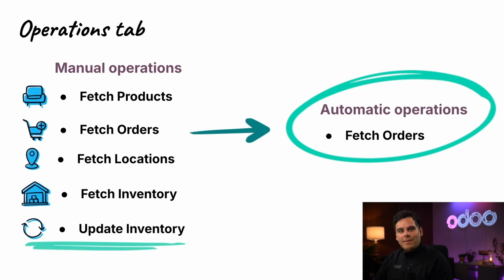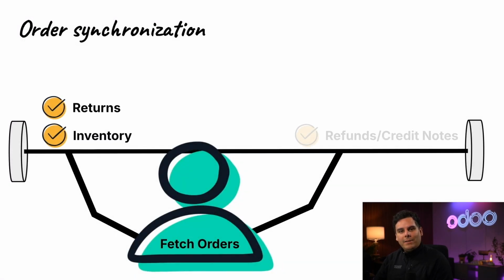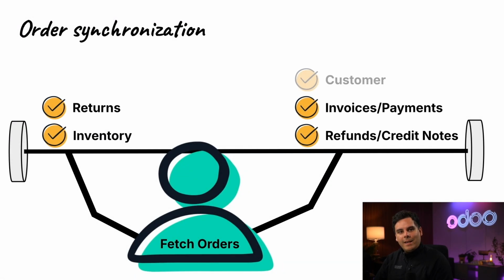Another exception is the update inventory feature, which allows Odoo to push inventory updates to Shopify during order synchronization, allowing you to use Odoo as the source of truth for all your stock and purchasing needs. Now, the primary synchronization process of the Shopify connector is the fetch orders operation because it handles much of the heavy lifting. It syncs every 10 minutes, and when it does, it imports all of the inventory, returns, refunds, credit notes, invoices, payments, and customer data from Shopify.